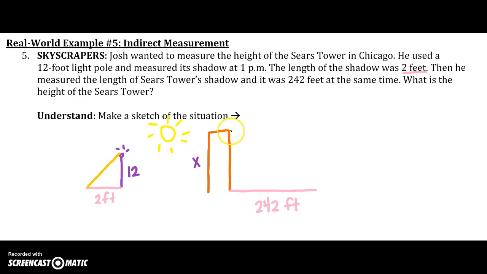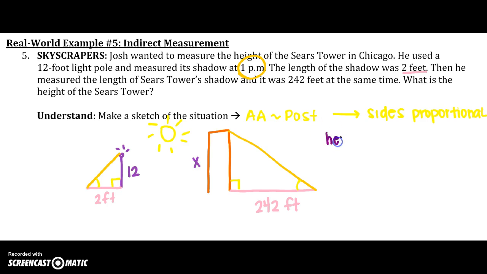So notice when you are doing these shadow projects, because it's at the same time, that allows you to say that that sun is creating an angle with the ground for both parts. So that angle is congruent, and of course I have a right angle. So that means that those two triangles are similar by the AA similarity postulate, which then means my sides are proportional. With the sides proportional, now I can set up a proportion, and you might do it a little differently.